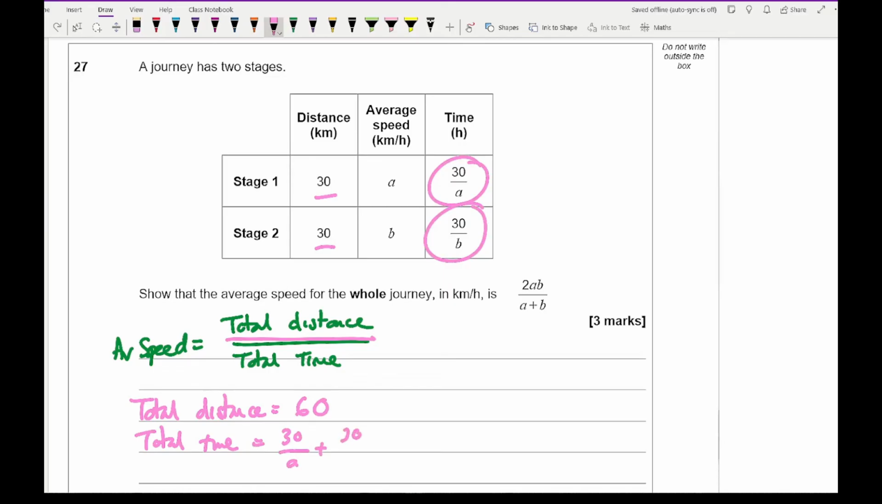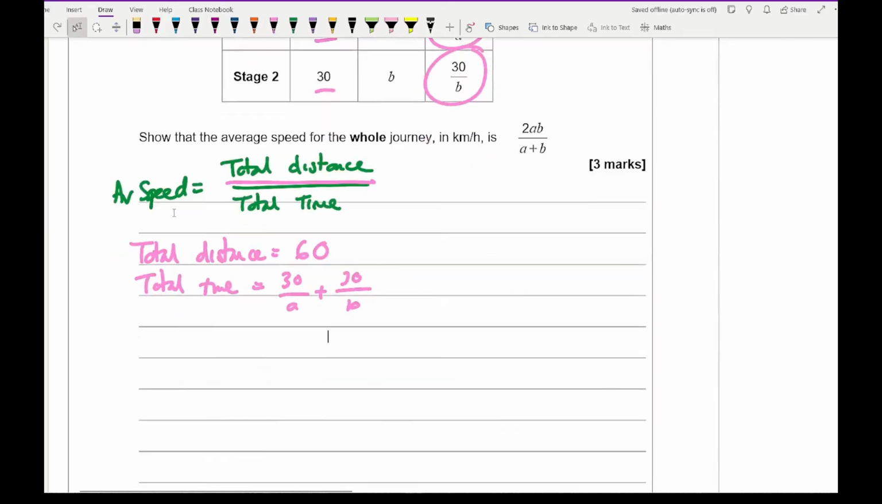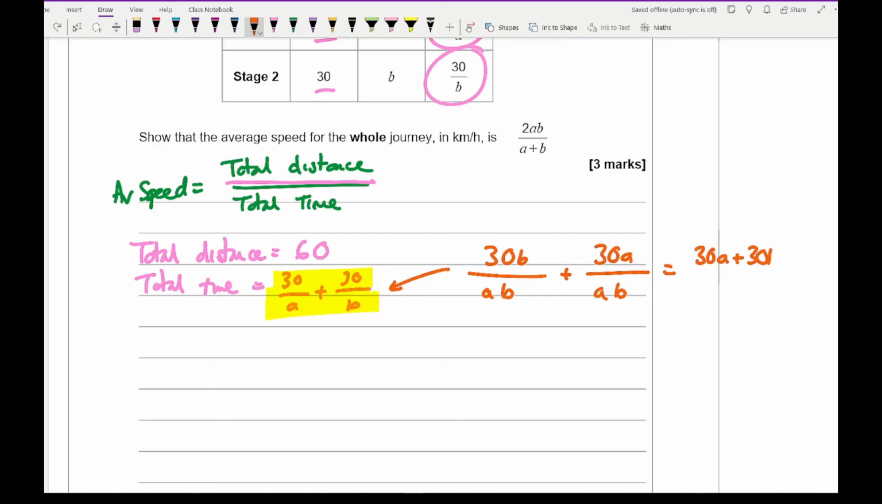plus 30 over b. Now with this question, what we need to do is simplify this expression here. Now what we want is a common denominator. So my common denominator here is going to be ab. So multiplying the first fraction by b, that gives me 30b, and multiplying the second fraction by a gives me 30a. And then combining the two gives me 30a plus 30b all over ab. And that there is my total time.